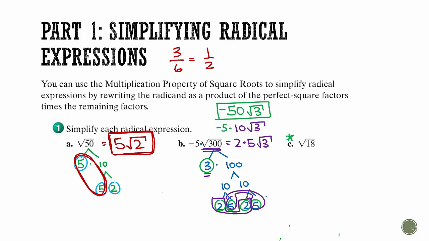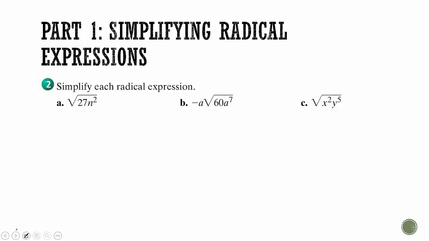That one's yours to do. So let's try some with variables. Variables act exactly the same way as they have before. Look at them separately, see what squares you can make, and then pull them out if you can.